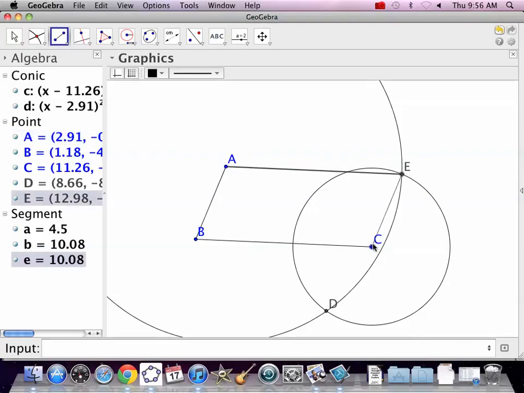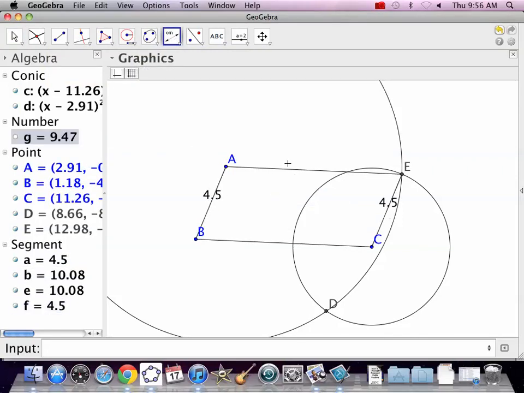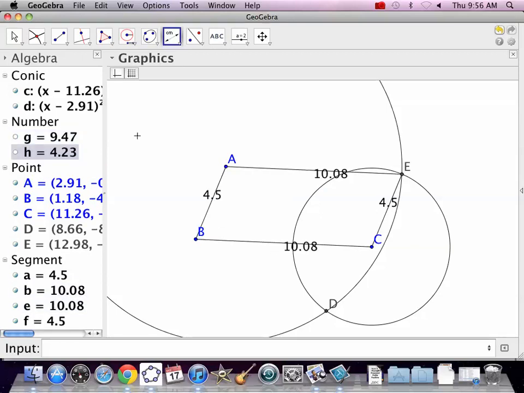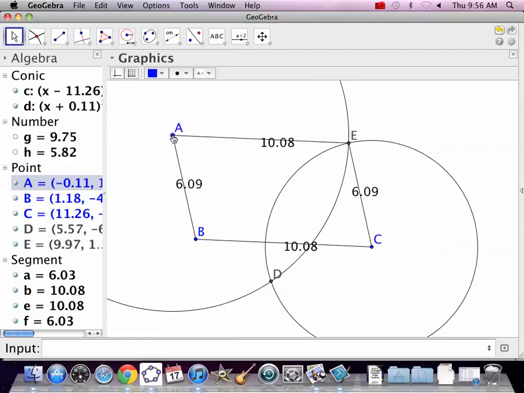There is your parallelogram. You don't believe they're the same size? We'll measure them. 4.5. Guess how big this one is. 4.5, because the circle is radius 4.5. 10.08, 10.08. No matter how I move this, since I copied this distance AB, it's always going to stay six. It's always going to stay the same size as AB over here.